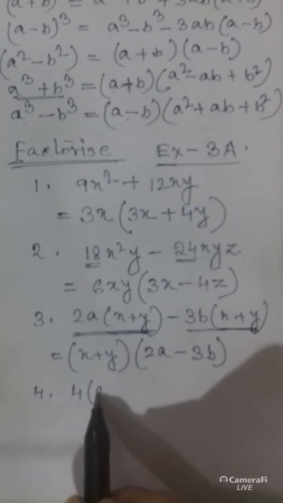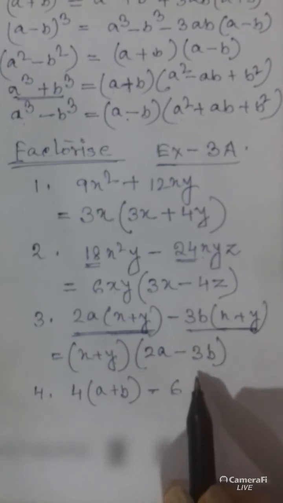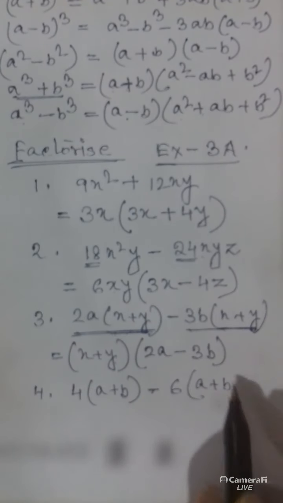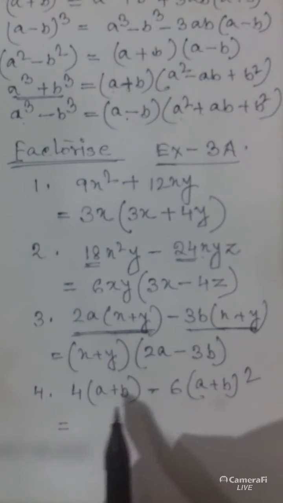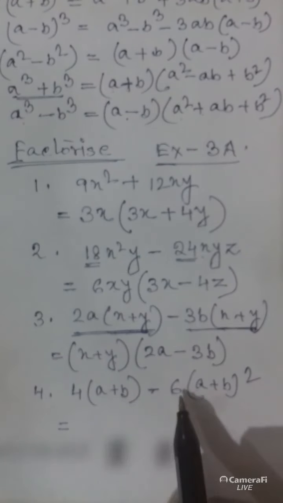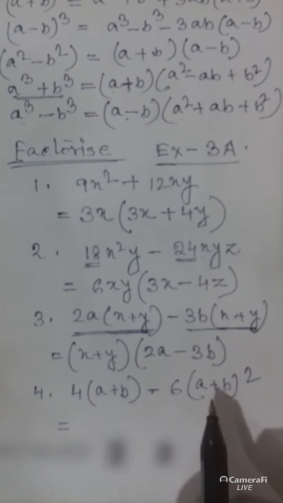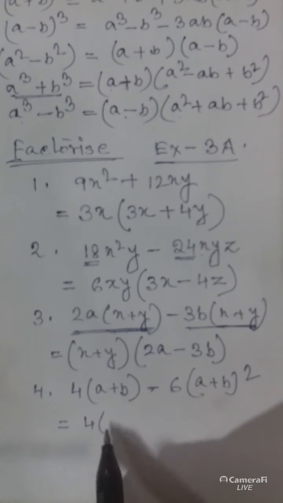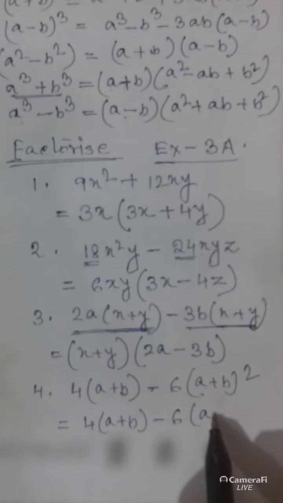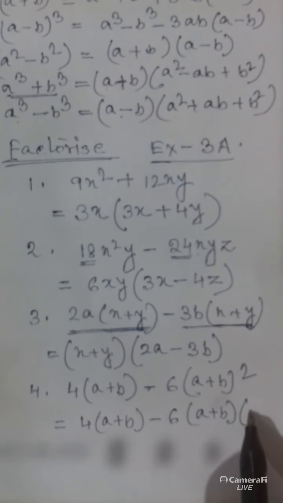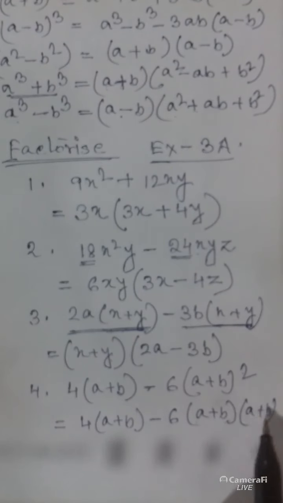Now for number 4: 4(a plus b) minus 6(a plus b) whole square. See, 4 into (a plus b) minus 6 into (a plus b) whole square. (a plus b) whole square means 2 times of (a plus b), that is, (a plus b) into (a plus b).